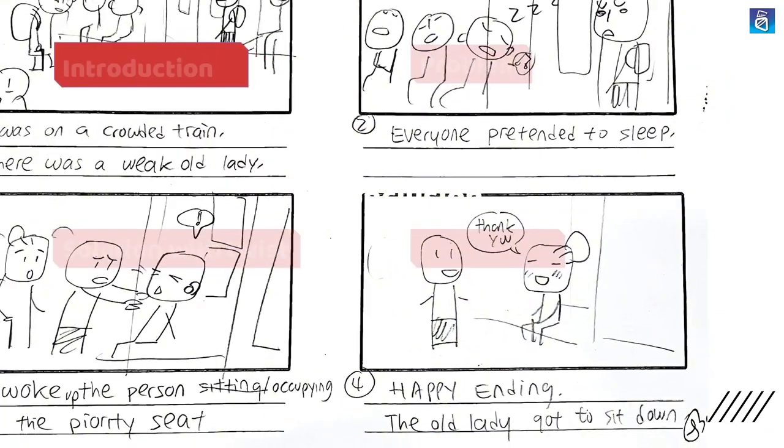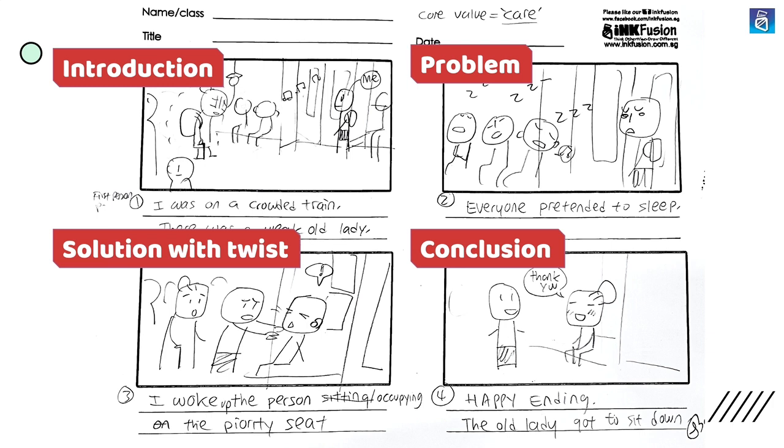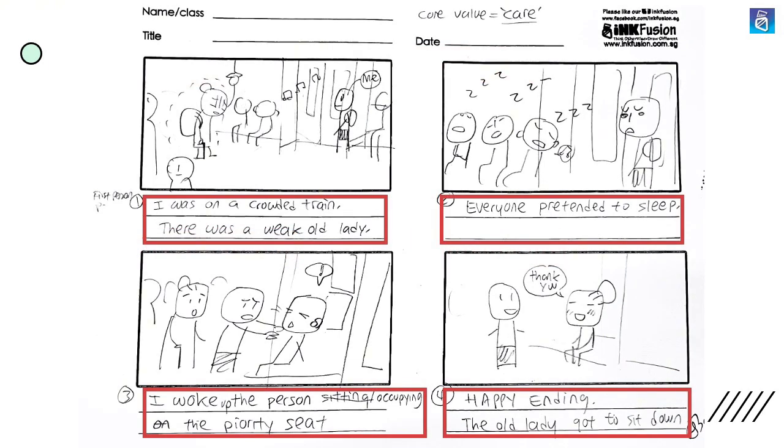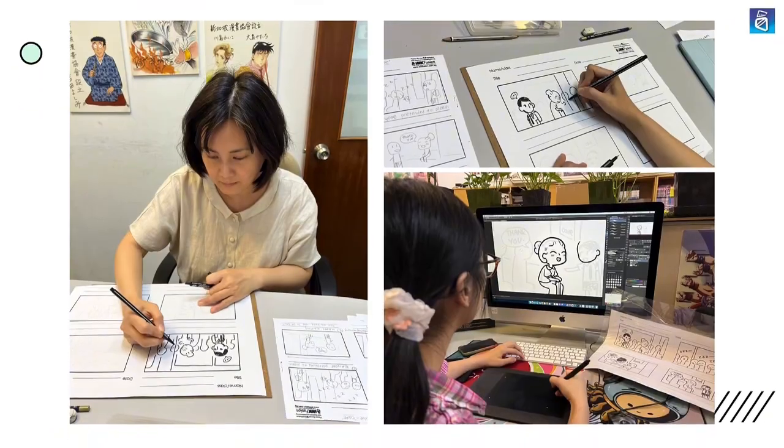Those are the 4 parts of a 4-koma story. First, the introduction. Second, the problem. Third, the solution. And finally, the conclusion. Write each image description before drawing each scene. What we have here is a thumbnail storyboard. We may create more to explore different stories or different ways to tell the story. When we are happy with the telling of the story, we can then refine the 4-koma.